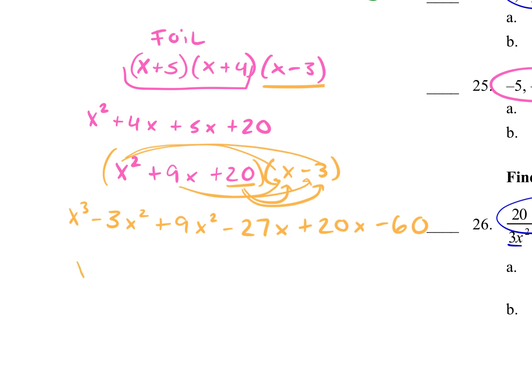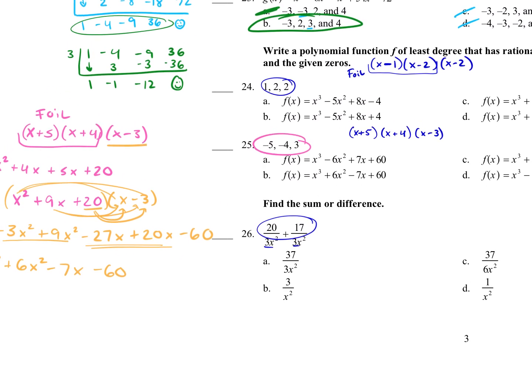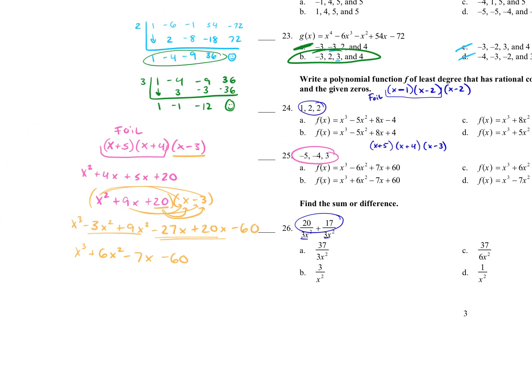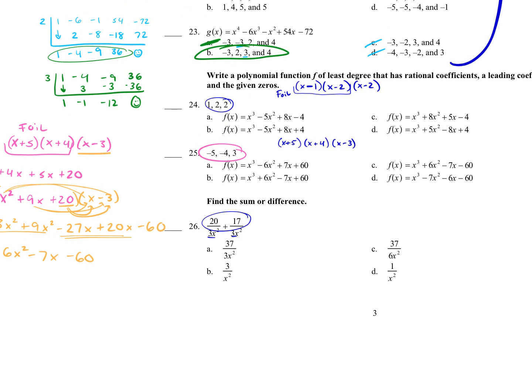Combine your like terms, x to the third power. Then when we add the x squareds together, this would be plus 6x squared. Add the x's together, minus 7x minus 60. So that would match answer choice C.